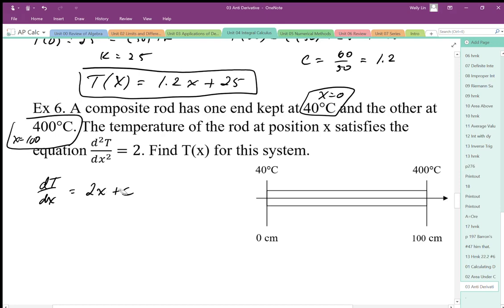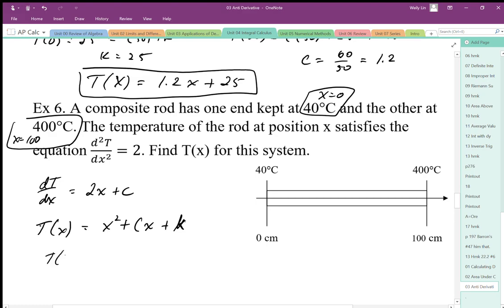Okay, so I only have one variable to solve for, and again, I can't really plug it in because I don't have any information about the first derivative, but I have something about the original t function. So I'm going to anti-differentiate again, and I'm going to end up with x squared plus cx plus another constant I'll call k. And again, we have two variables to solve for. This time it's not a linear function, it's a quadratic function.